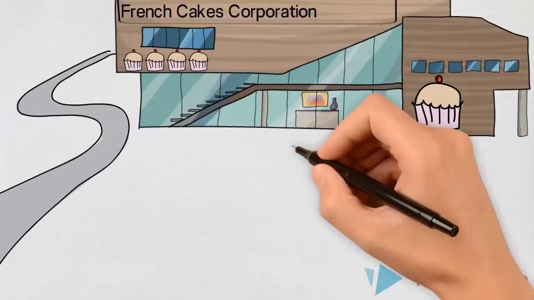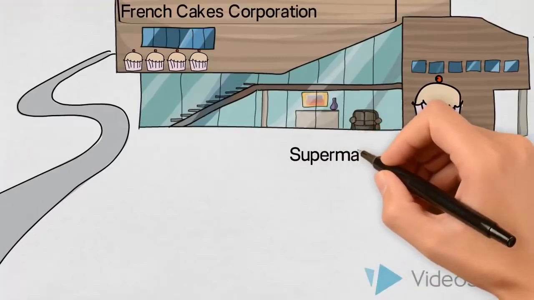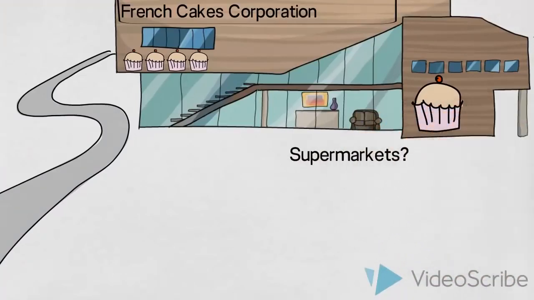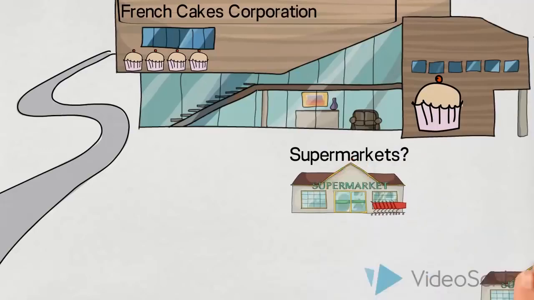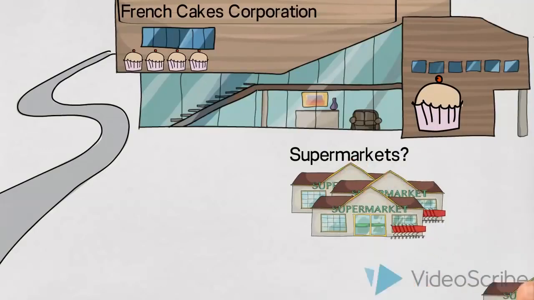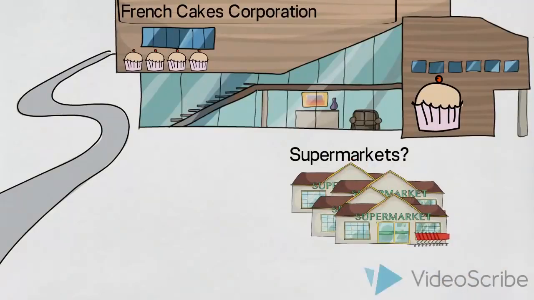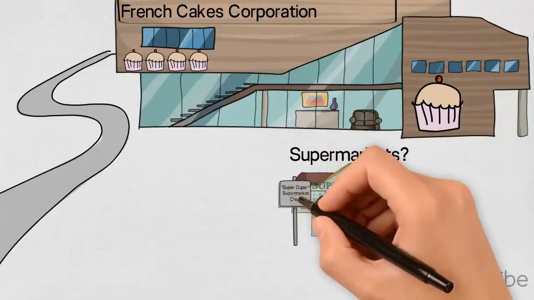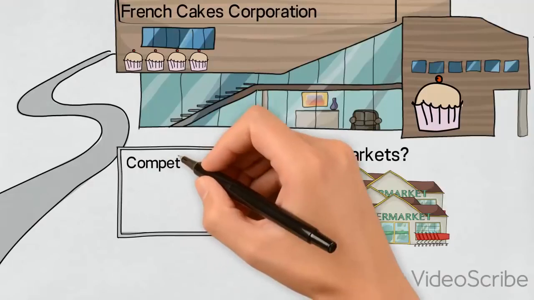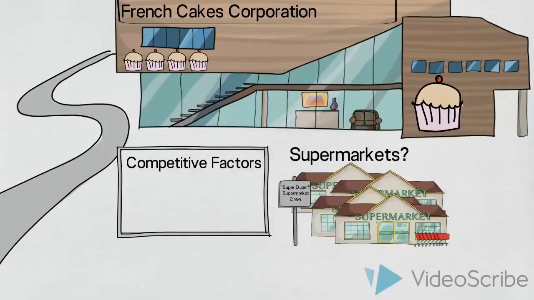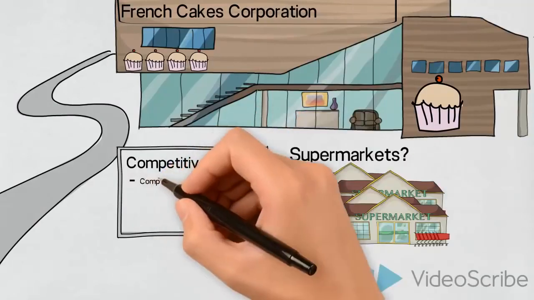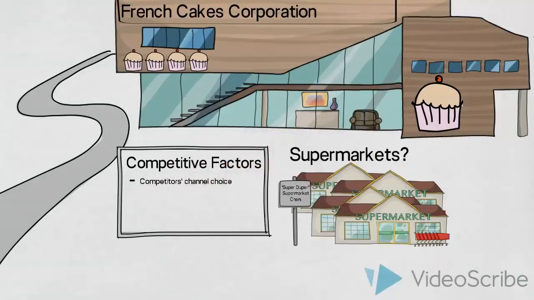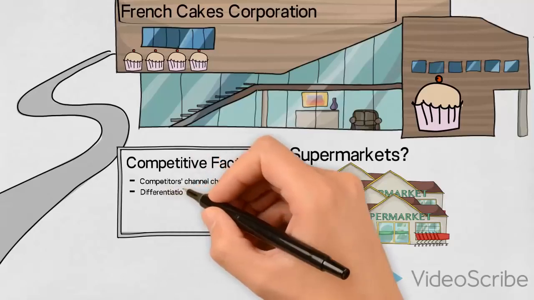We might also imagine that the company is keen on distributing their products through supermarkets in order to reach a large number of people from their target group in this way. In addition to the previously discussed factors, we would also ask them to consider some facts about their competitors. Firstly, which channels are their competitors using? And secondly, is it possible to achieve differentiation through choice of channel?